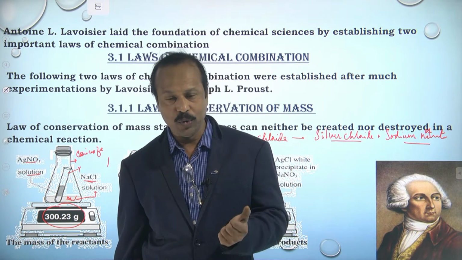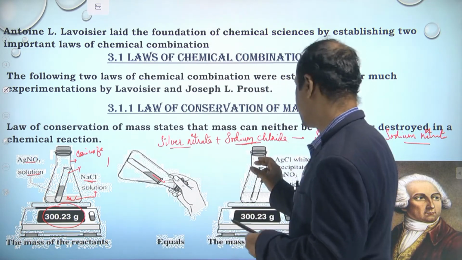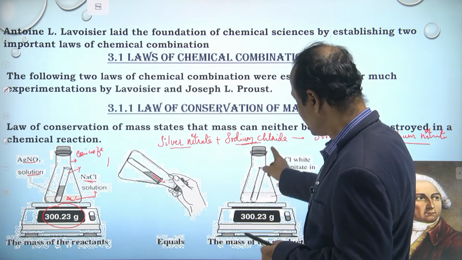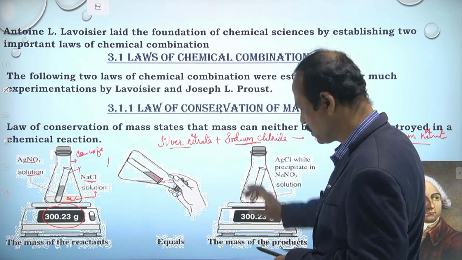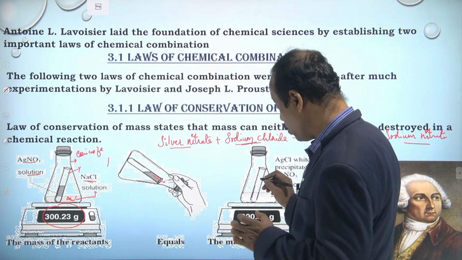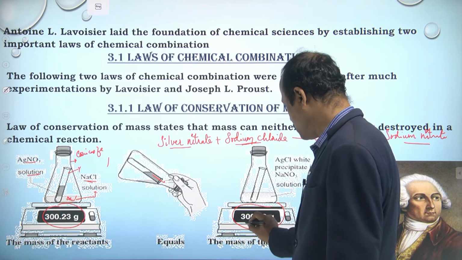Now, after forming these two substances, once again I will take this conical flask, with the test tube inside and all the solutions in it. But now, if I see the mass, how much can I find here?